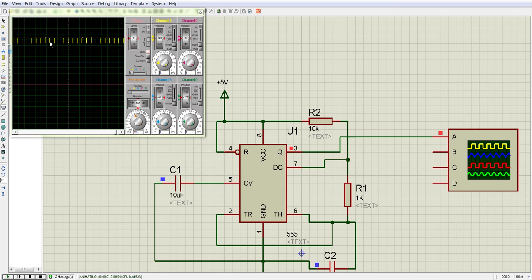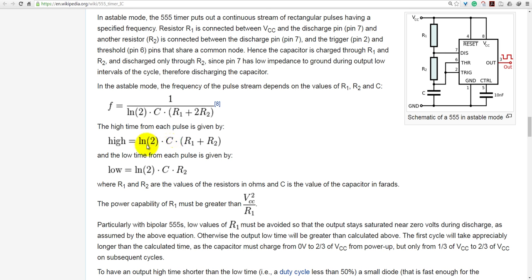See here, what we are seeing is that the pulse high time is very high and the low time is very low. Now verify with the formula. The low time is low means R2 is low and R1 plus R2 is very high. Fine, so for making a higher low time, we can increase R2.